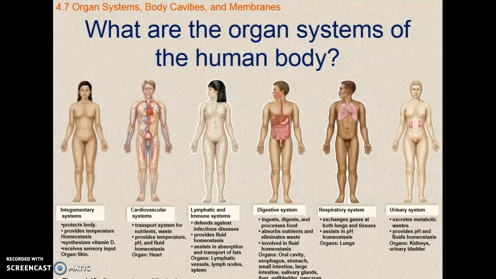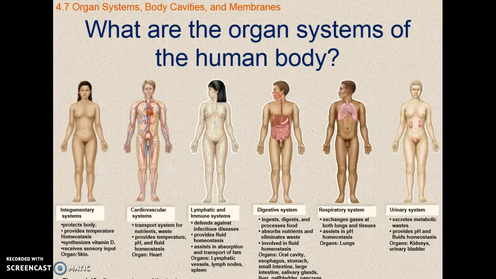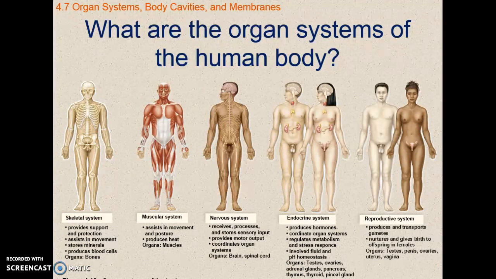Now, let's see, figure 4.13. This is an important figure to look at. You have part 1 here, and then part 2 here. The combination of the figure looks at the major organ systems: the integumentary system, that's your skin, the cardiovascular system, lymphatic and immune system, digestive, respiratory, urinary, skeletal, muscular, nervous, endocrine, and reproductive.